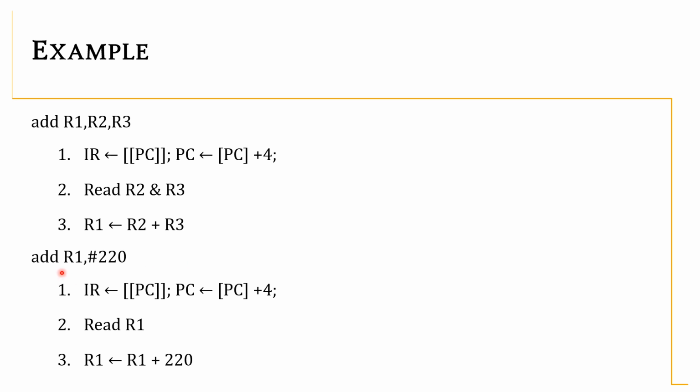Fine. The instruction decoder decodes the instruction given in the instruction register and identifies that it requires one operand stored in the register R1. So in the second step, it reads the content of R1. The second operand is directly given. It is an immediate value, right? So this hash is decoded and this value is taken to be a constant value. So in the third step, it performs the ALU operation: R1 is equal to R1 plus 220.